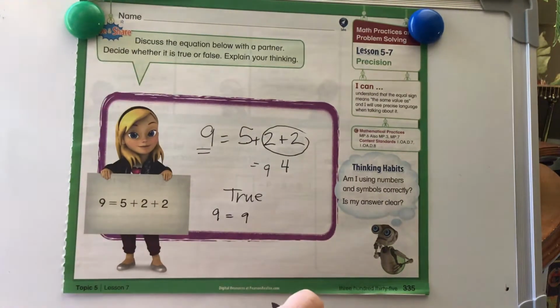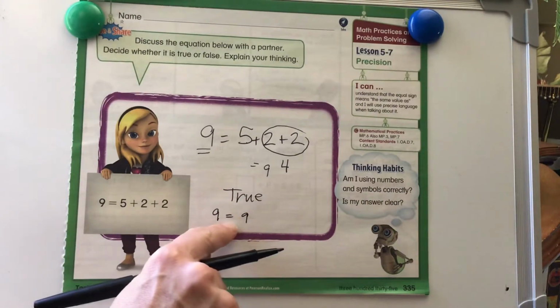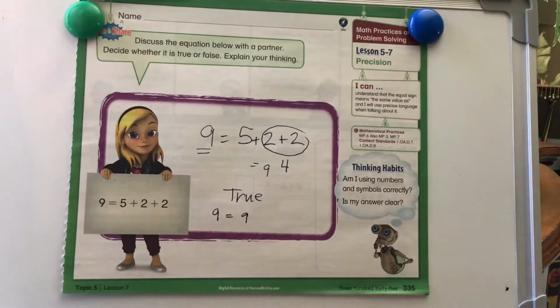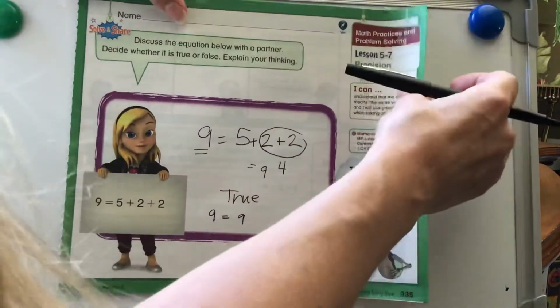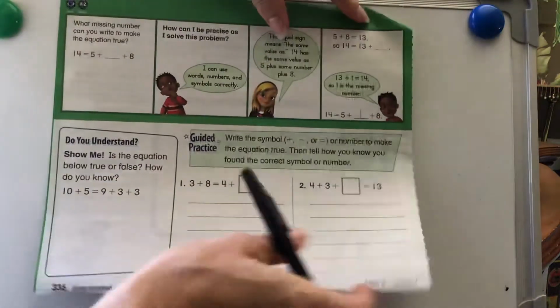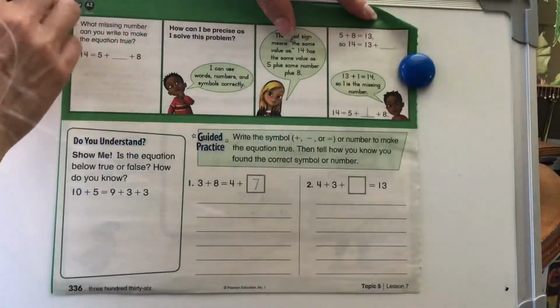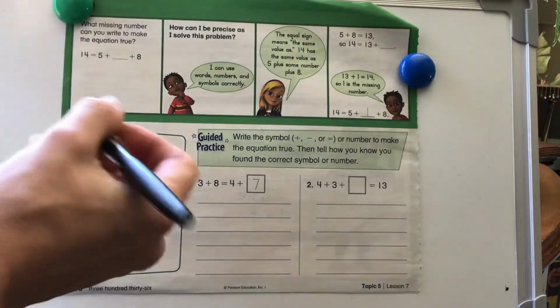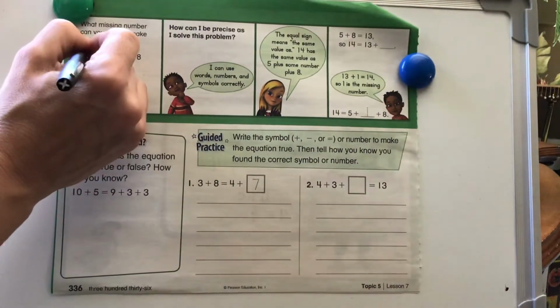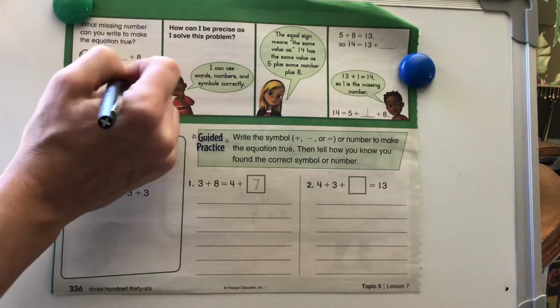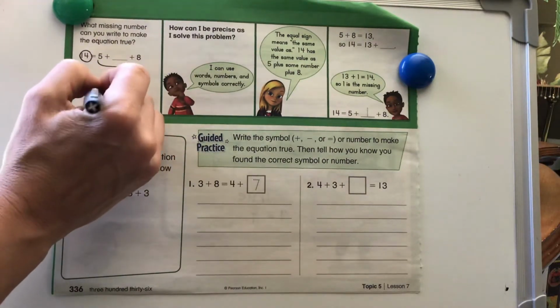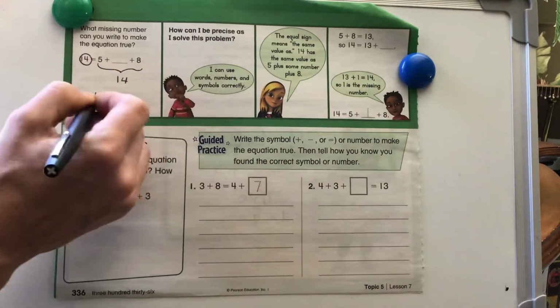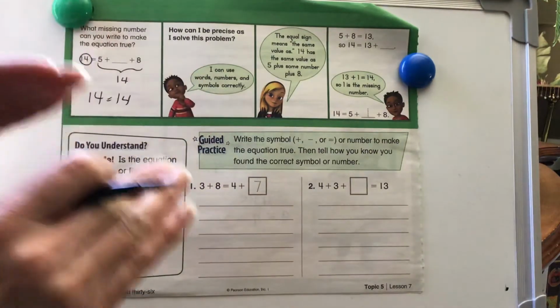We always need to make our sentences true when we go through and do our equations. So let's go ahead and take a look. Precision just means working on getting things exact or right as we go through and do the lessons. Okay, what missing number can you write to make the equation true? So we know 14 is over here, which means this is also going to have to equal 14. 14 is going to need to equal 14. Equal sign means the same as on both sides.